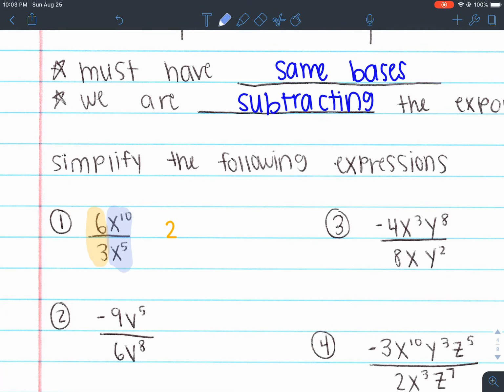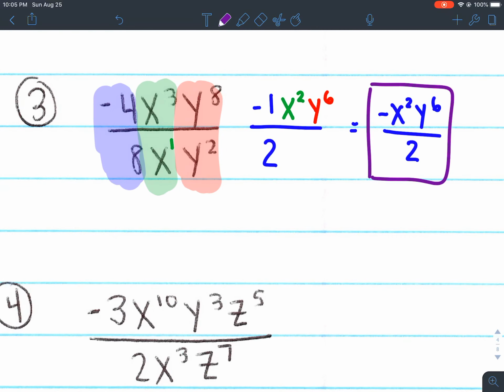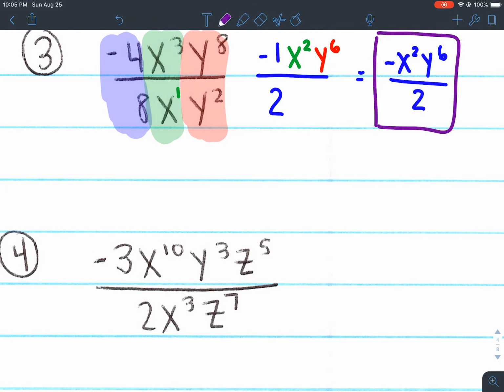Okay, I have y to the 8th divided by y squared. That's going to be y to the 6th, and I'm going to have y to the 6th in the numerator because there are more y's up there. So if I were to write this in a pretty way, this would be negative x squared y to the 6th divided by 2. Yeah, there we go. I'll go ahead and box that. So negative x. It's just like how we don't write negative 1x, we just write negative x. So that also works. You don't have to write the 1, but you can.